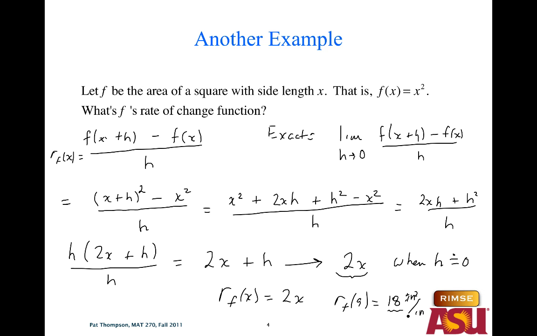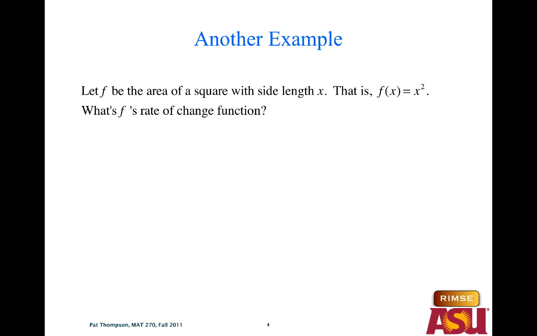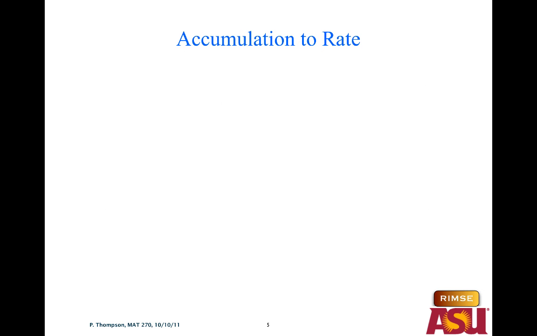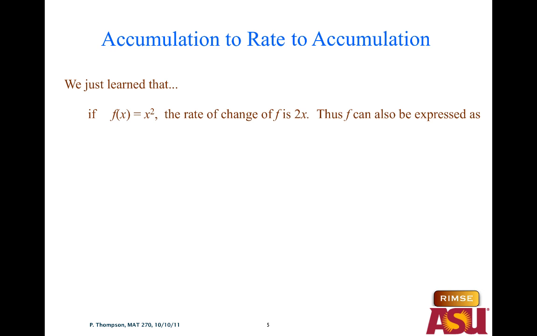Okay, very good. Now let's talk about this. We're on this journey from accumulation to rate, but now we've opened the door to write these accumulation functions in closed forms. Let's finally do that here, and you saw it in your homework. What we just learned is that if f of x equals x squared, the rate of change of f is 2x. So how else could f be expressed, given that its rate of change is 2x?